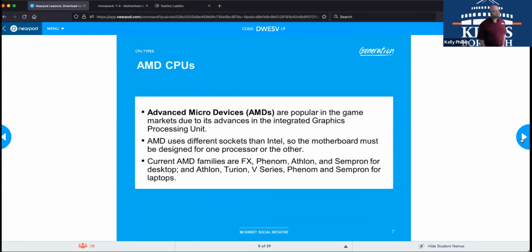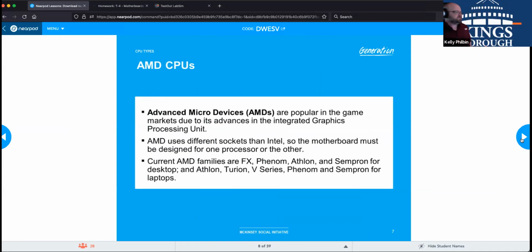AMD, the other side of the coin for processors. The company is called Advanced Micro Devices. They are typically more popular in the gaming markets due to their advances in integrated graphics and the processing unit, and also due to their price point, because they tend to be a little less expensive than your Intels.